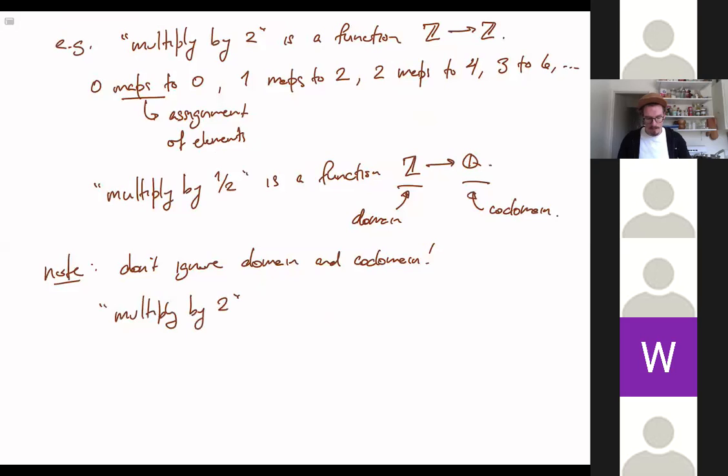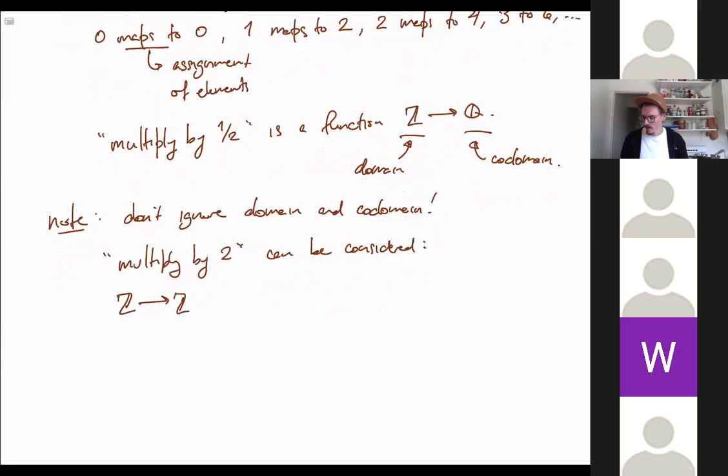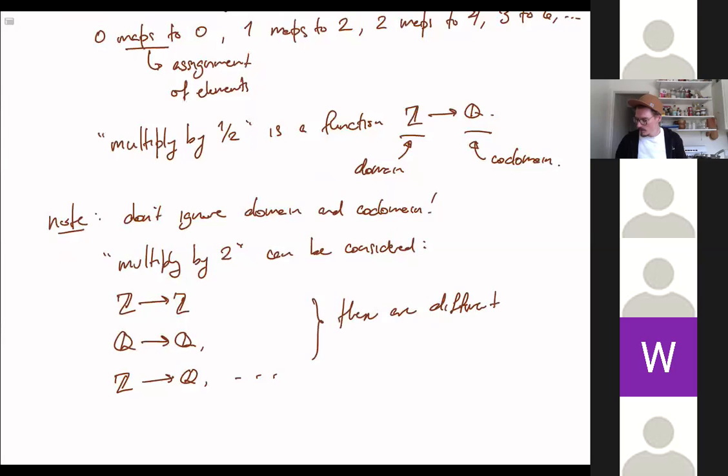So for example, multiply by 2: you can think of this as a function from Z to Z, but you can also think of it as a function with many different domains and codomains. So for example, from Q to Q, from Z to Q, and so on. And what I'm saying is, these are different functions, and they will have different properties.